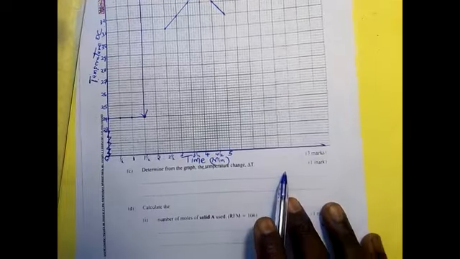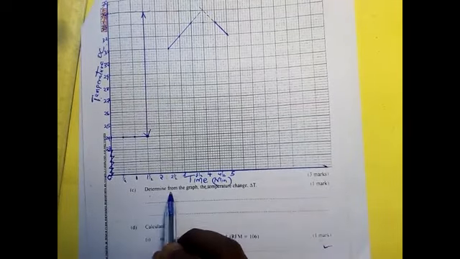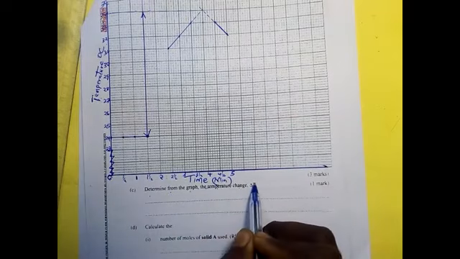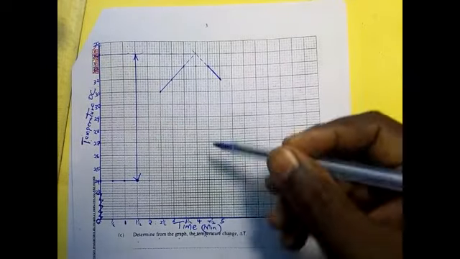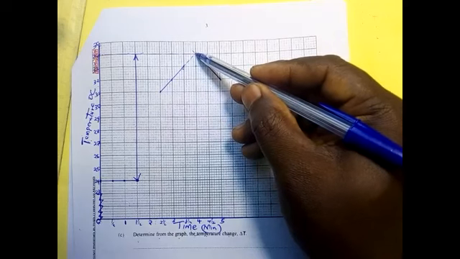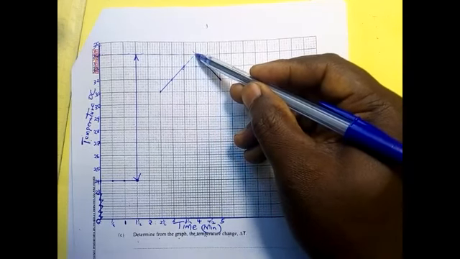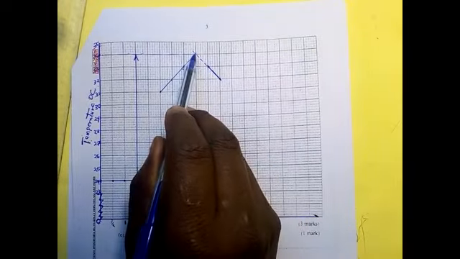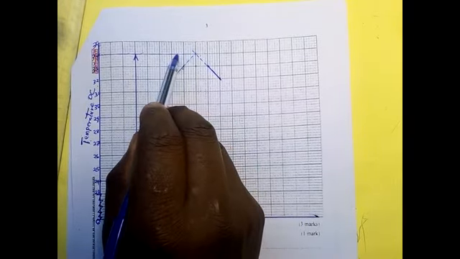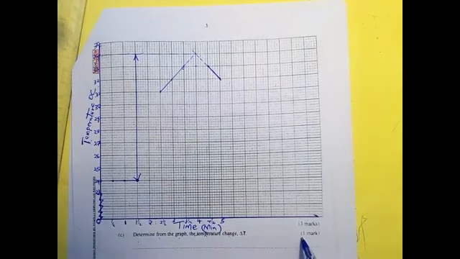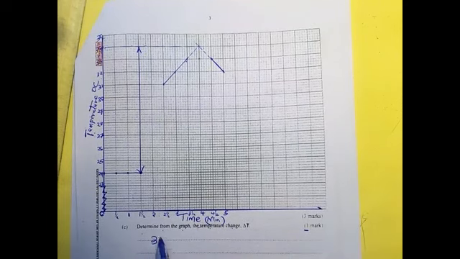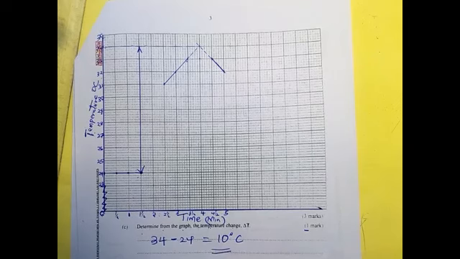So let us go to the question. Determine from the graph the temperature change. So we have done from the graph. So how will you show that you have used the graph? You must extend this line. And then from this, where the two lines meet, you go across like this with the dotted line. That will show that you used your graph. That's how you will get this 1 mark. So ours is 34 minus our initial, which was 24. And that one will give us 10 degrees Celsius. And that is the temperature change.